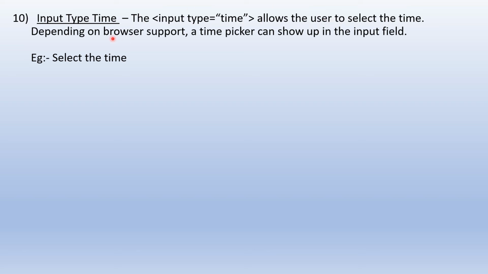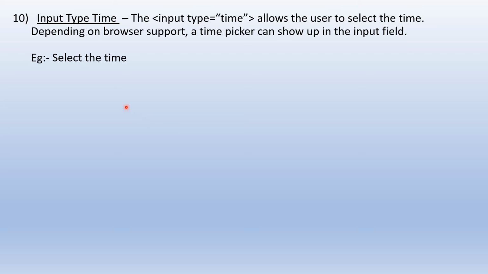Now depending on browser support, a time picker can show up in the input field. So here also the time picker can be seen only depending upon the browsers. So which browsers support time picker, that you have to decide. You cannot decide like this, you have to see the output in different browsers. So wherever the time picker comes, you can say that yes, this browser supports time picker, whether Google Chrome, Mozilla Firefox or IE, only when you can see the output in different browsers.